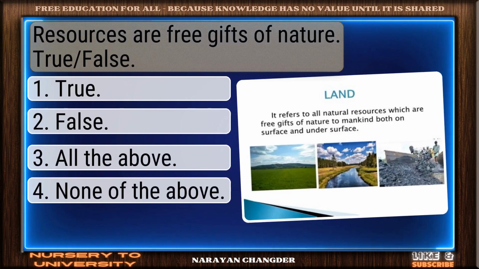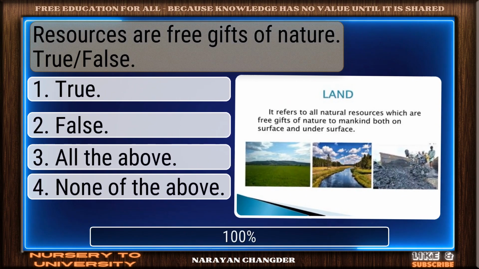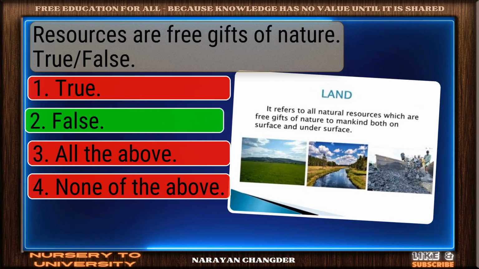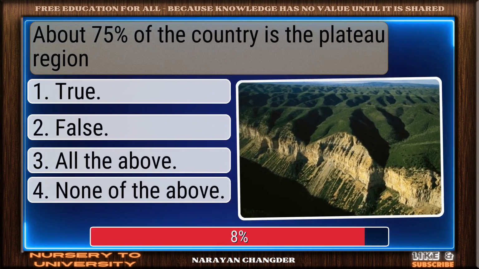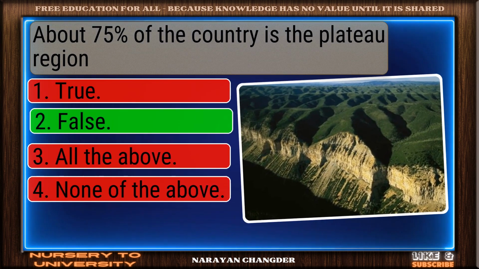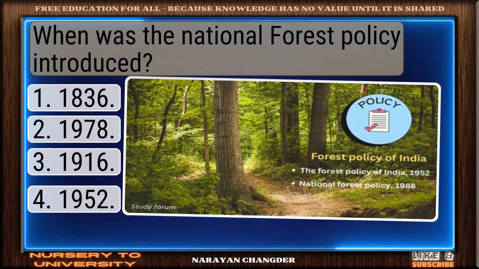Resources are free gifts of nature. True, false? You're right. False is correct. About 75% of the country is the plateau region. Exactly. False makes sense. When was the National Forest Policy introduced?